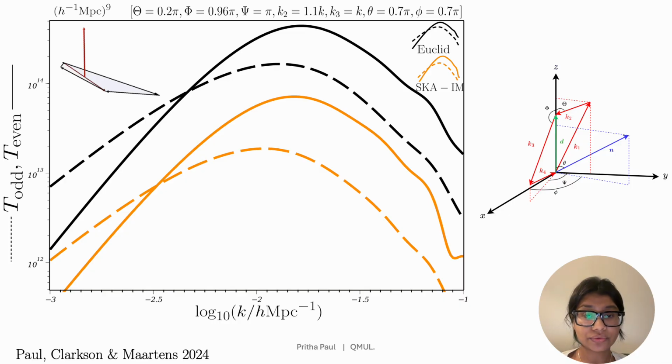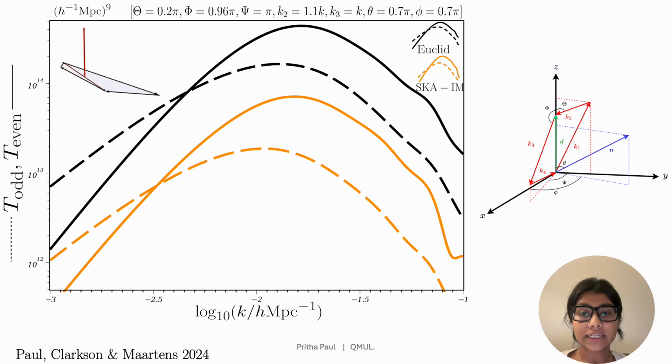We have also shown the geometry of the trispectrum just in general. So here we have fixed all the other angles. Big theta and big phi are the configuration angles, and small theta and small phi are the viewing angles with respect to the line of sight vector n.